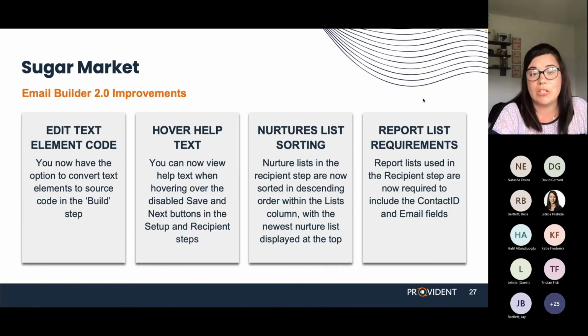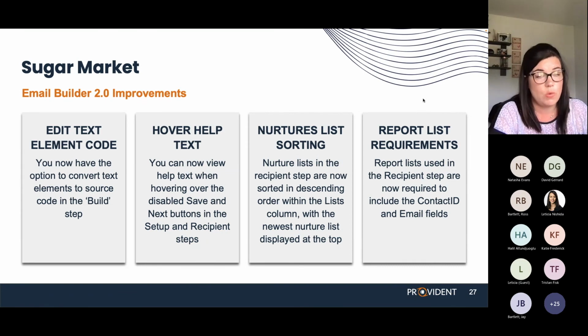For Email Builder 2.0, there have been some improvements, which you can see on the screen. We've got edit text element code, hover help text, the nurtures list sorting, and report list requirements. We will share these slides as well, and it'll all be recorded, so if you did want to come back to this, you absolutely can.